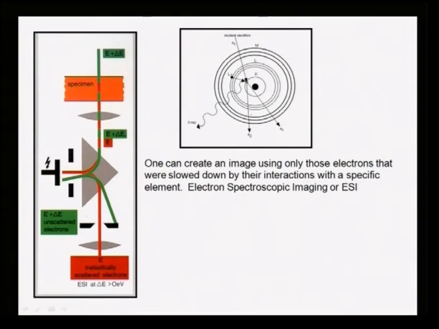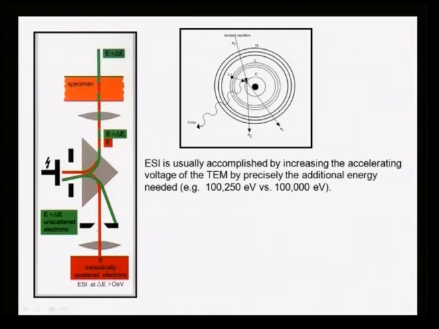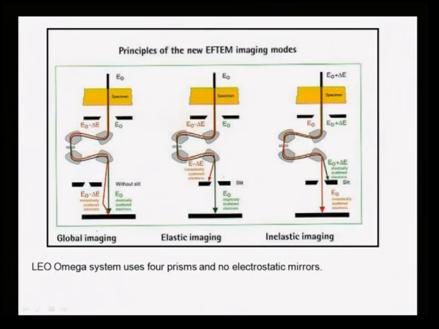Well, one can also create an image using the electrons that are slowed down by interaction with specific elements, and that is called electron spectroscopy imaging. That is what I showed here. So basically it is the inelastically scattered electrons which produce the image, and this is accomplished by increasing the accelerating voltage of the TEM precisely by the additional energy needed. One can go up to 100,000 eV. What is done here is simple. This is the imaging setup, and this is the quadrupole, gamma filter, omega filter.